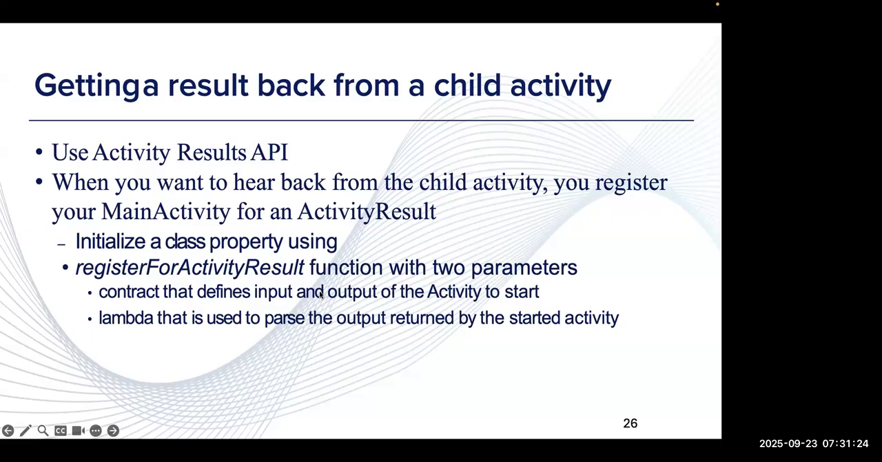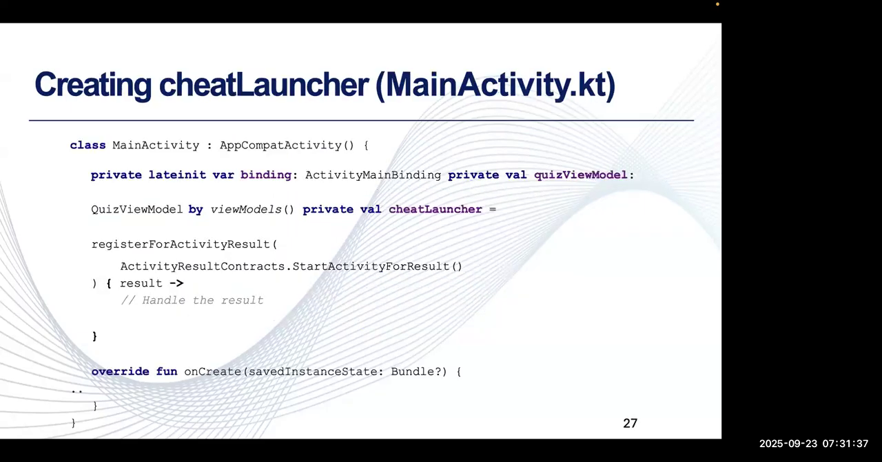This function has two parameters. The first one is the contract that defines the input and output of the activity to start, and then a lambda that is used to parse the output returned by the started activity. There's an example here. We're calling this method, register for activity result, and in here we're going to be using activity result contracts, and then start activity for result. Then we're going to handle that result.